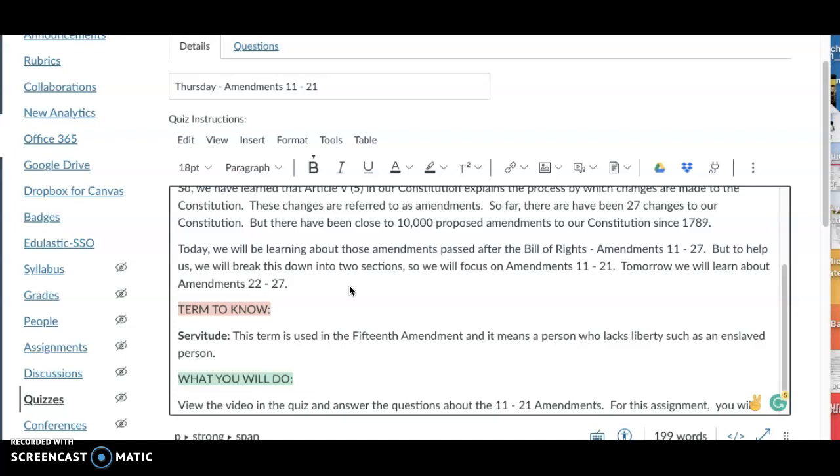So those are amendments 11 through 27. But to help us, we will break this down into two sections. So we will only focus on amendments 11 through 21. Tomorrow, we're going to learn about amendments through 27. In fact, the video you watch will take you through all the amendments, but again, you're going to stop at amendment 21, or after you finish 21.